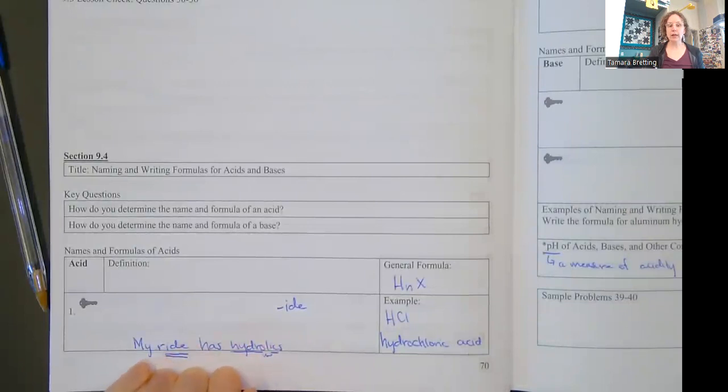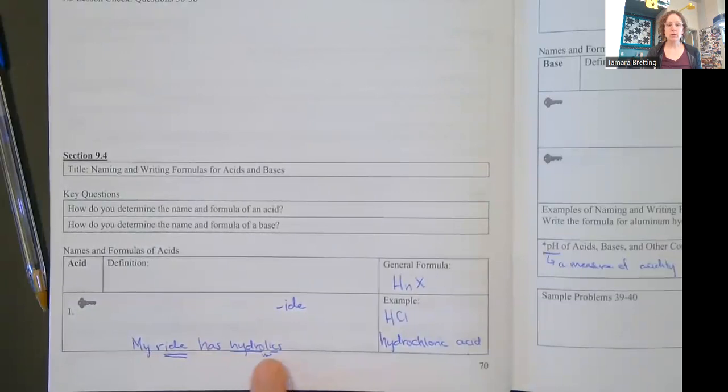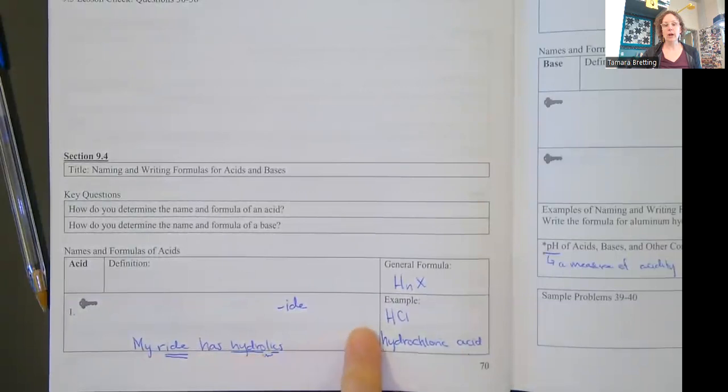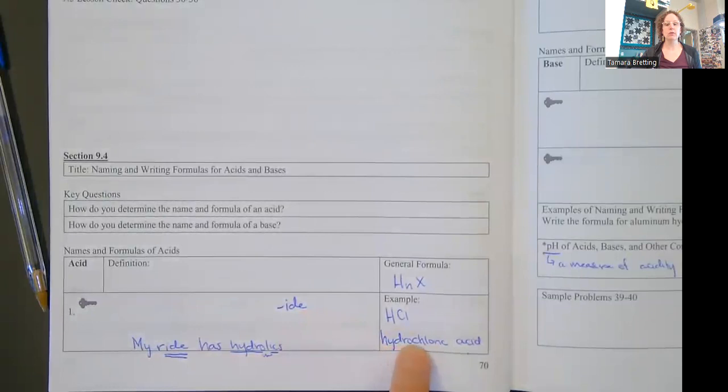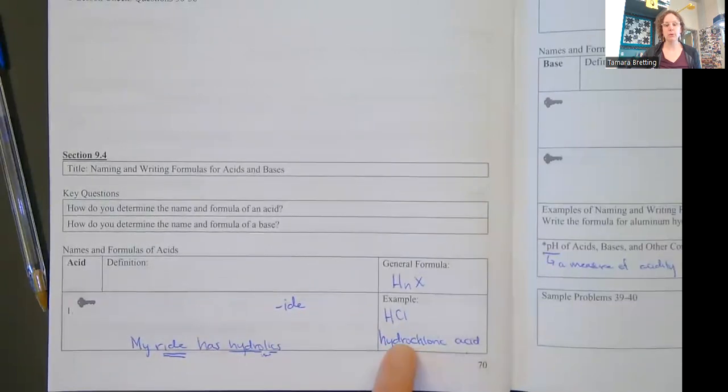The first one, I would like you to write somewhere in this first box: my ride has hydraulics. I purposefully spelled hydraulics incorrectly because we are going to use this spelling when we name our acid. What you're going to do is insert the root name of your element in between hydro and ic. So right here, chloride ends in "ide." So it's going to become hydrochloric acid. You put chlor in between hydro and ic: hydrochloric acid.